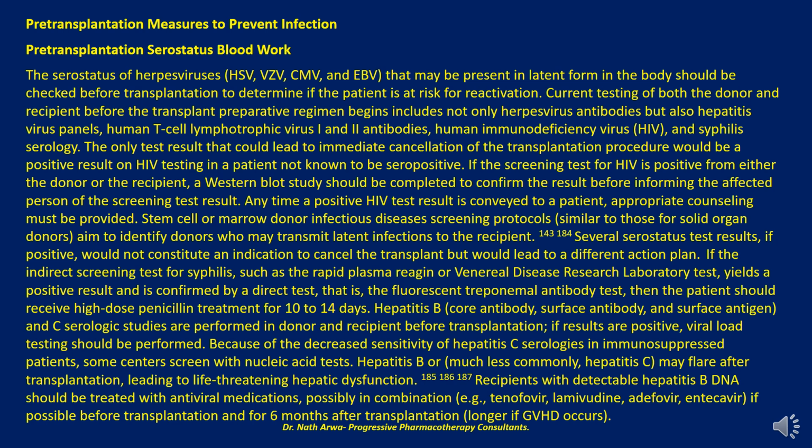Stem cell or marrow donor infectious diseases screening protocols, similar to those for solid organ donors, aim to identify donors who may transmit latent infections to the recipient. Several serostatus test results, if positive, would not constitute an indication to cancel the transplant, but would lead to a different action plan. If the indirect screening test for syphilis, such as the Rapid Plasma Reagin or Venereal Disease Research Laboratory test, yields a positive result and is confirmed by a direct test, that is, the fluorescent treponemal antibody test, then the patient should receive high-dose penicillin treatment for 10 to 14 days. Hepatitis B, core antibody, surface antibody, and surface antigen, and C serologic studies are performed in donor and recipient before transplantation.